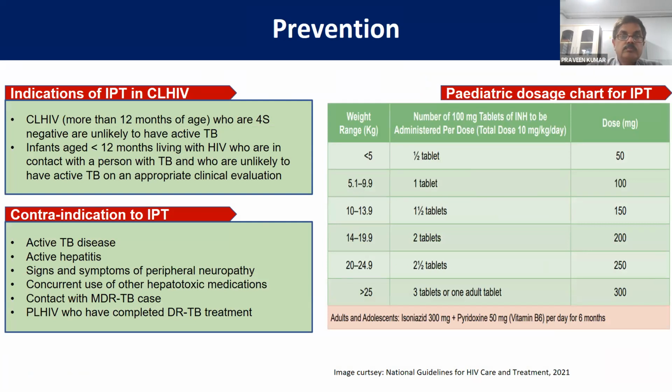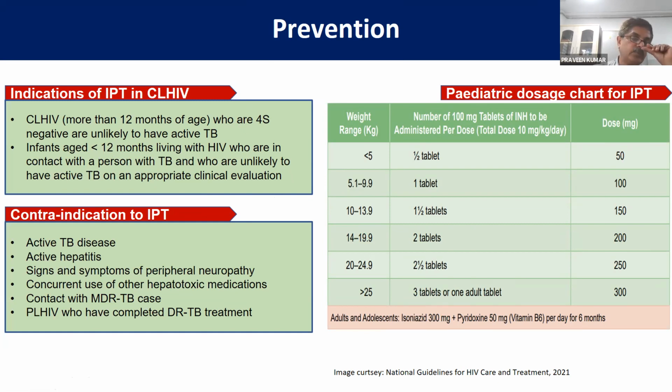Now, coming to tuberculosis, prophylaxis for tuberculosis. As we have discussed, all CLHIV who are more than 12 months of age and who are 4S negative, the 4 symptoms which have been evaluated, are unlikely to have active tuberculosis. But if the child is living with a person with TB or is unlikely to have active TB on appropriate clinical evaluation, then we have to put them on IPT.